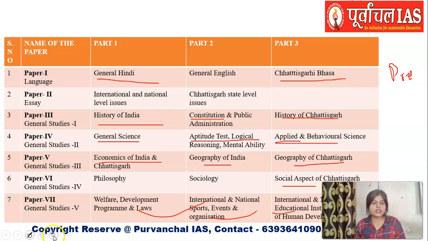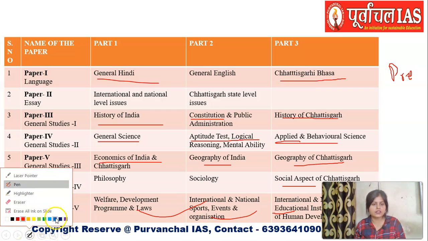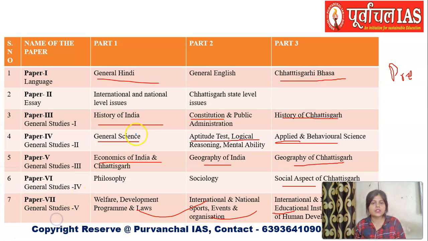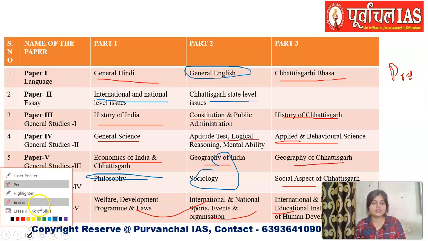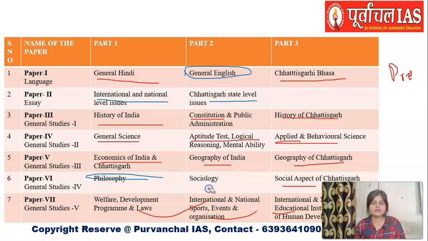Now let's see what topics are exclusively for mains. Let me change the color so that there is no confusion. See, the blue colored ones: the essay part, this general English, then you have philosophy, and then you have sociology. Not geography, just sociology. Let me erase this one and draw it again.